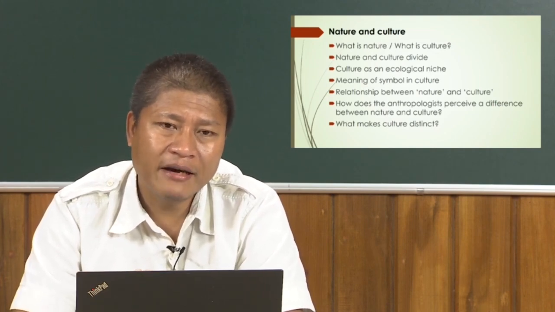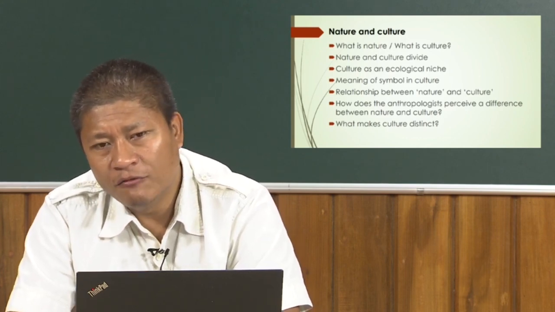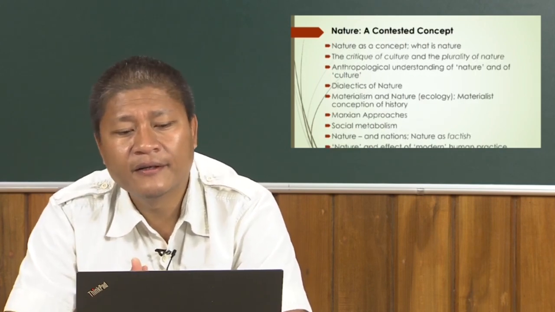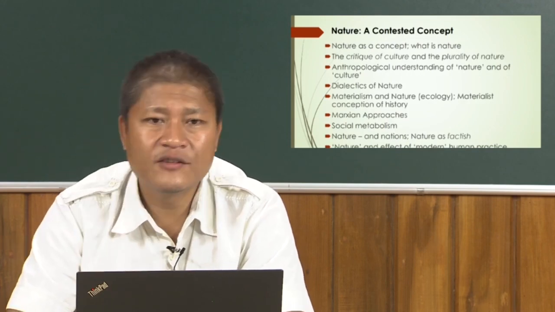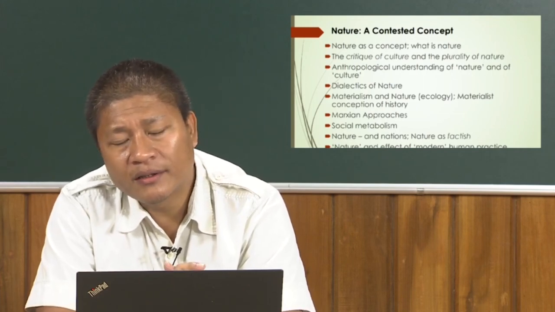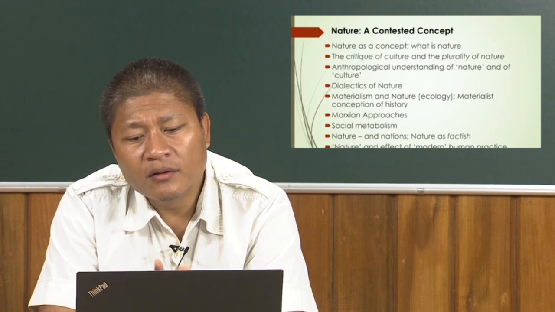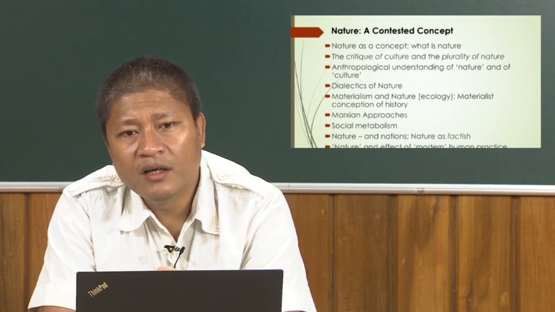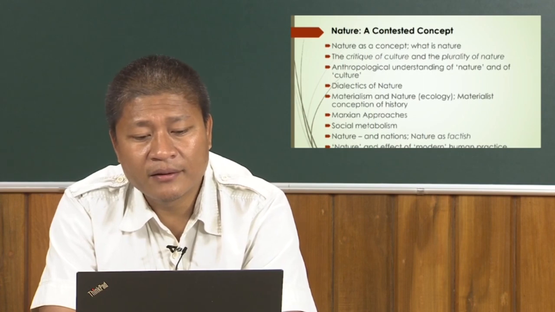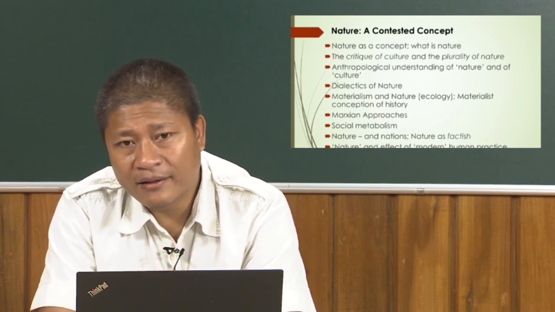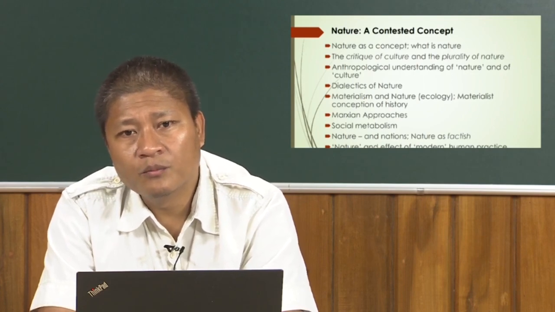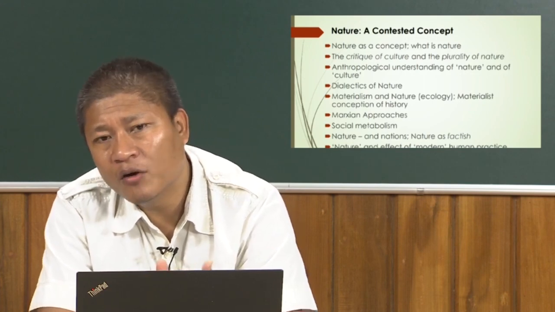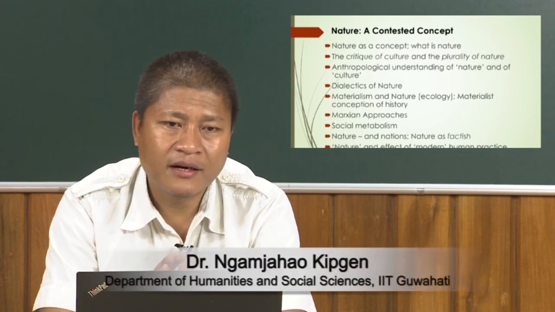therefore, in each and every stage of human evolution, we come across certain kinds of culture which are embedded in that. Now, why has nature been looked at as a contested concept? Now, the critique of culture and this plurality of nature is being looked at, for example, in the works of Latour and others, and how they try to establish nature as something which is different, and how humans try to develop a certain kind of relationship with nature.